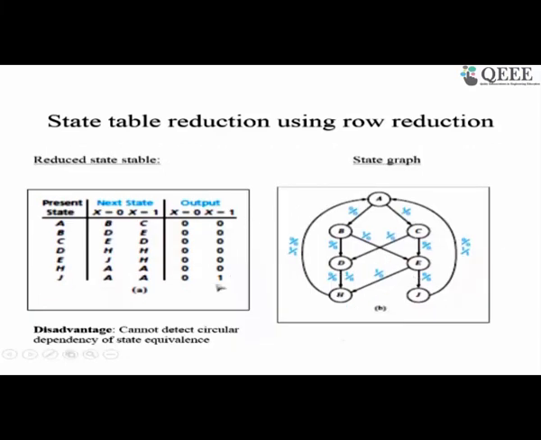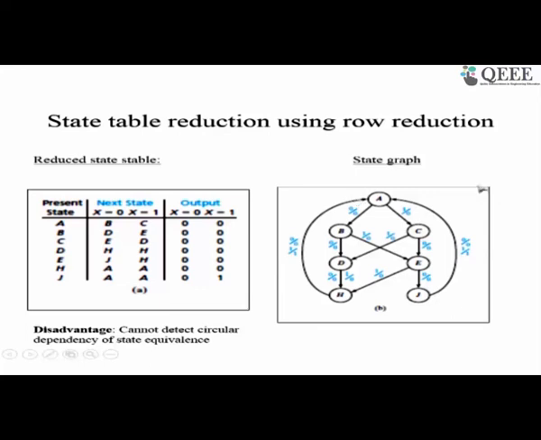Finally after reduction we come up with a compact state table where only A, B, C, D, E, H, J have been kept, and after reduction the next state and the outputs are given here. The corresponding state graph is given here.